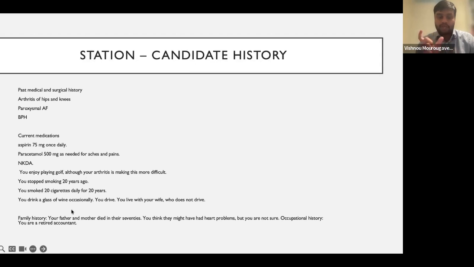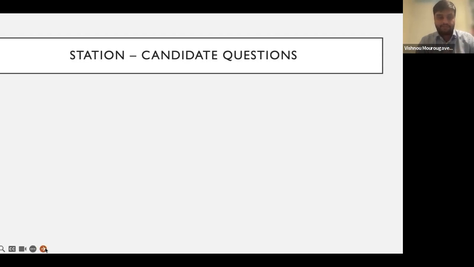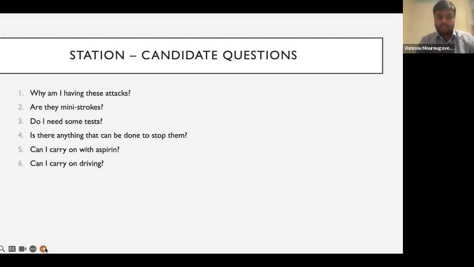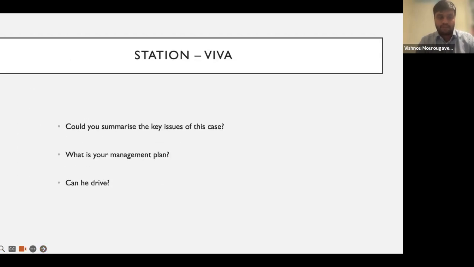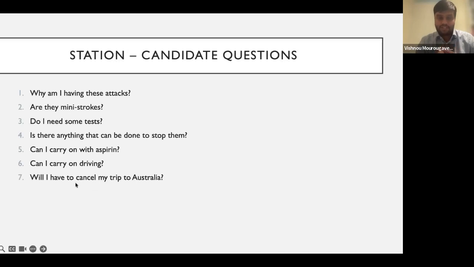But you've got to be careful because you do need to move on to examining the patient within the 15 minutes and explaining your management plan. So these are the questions that they will ask you. So they've got 7 questions that they can ask you in that station. Okay. So just think about how much time you actually do need at the end, and also in the middle, to be able to answer all of these things.